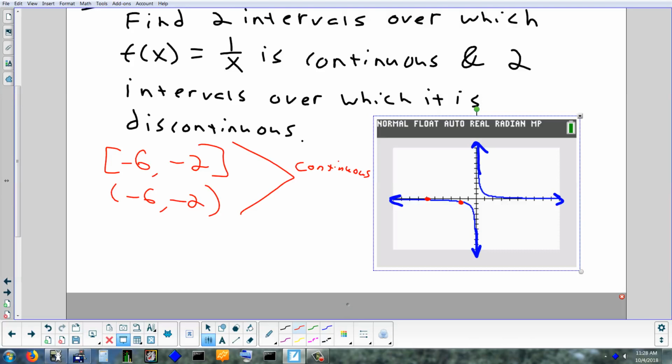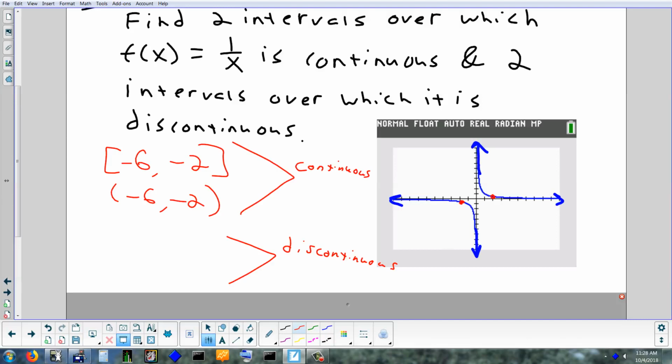But what I want to try to get now is an interval that's discontinuous. Can anybody give me an interval that if you tried to start here and end here, you'd have to lift your pencil to do it? Connor? Can we go from negative 2 to 2? Yeah. Negative 2 is right there. Positive 2 is right there. I can't get from negative 2 to positive 2.